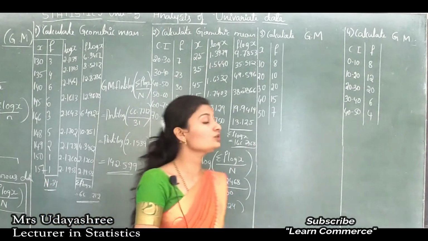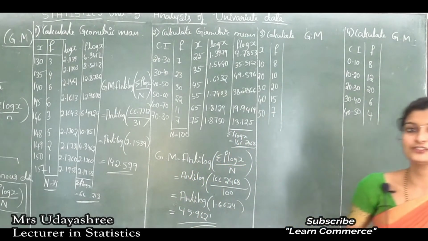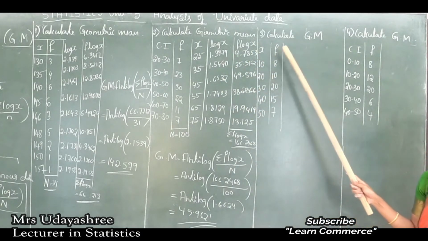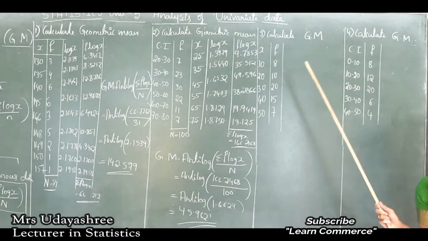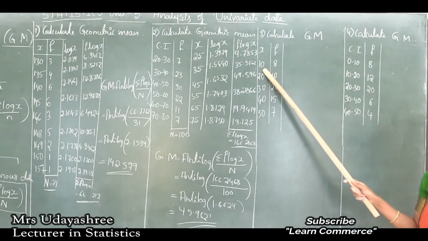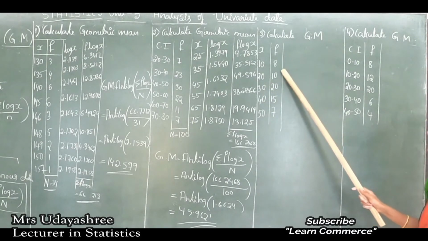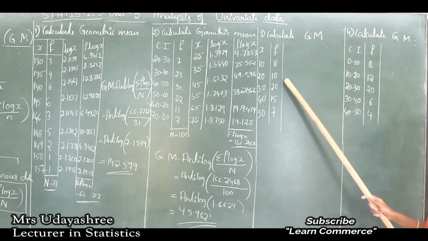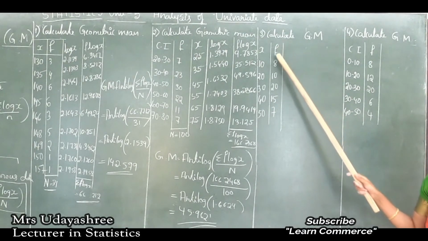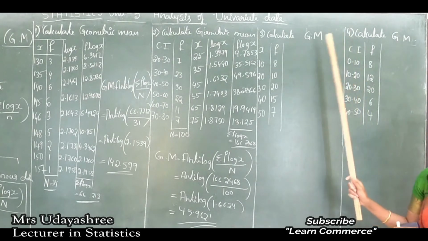Next, move to problem number 3. Calculate the geometric mean for the following data. The given information is x and f. Here x is the value of the variable and f is the corresponding frequency. The x observations are 10, 20, 30, 40 and 50, and the f observations are 8, 10, 20, 15 and 7.